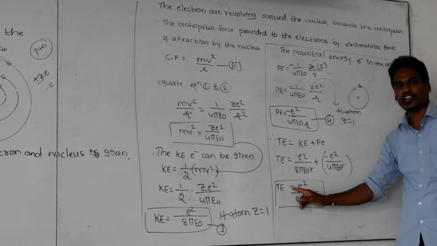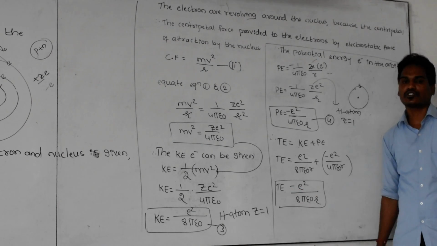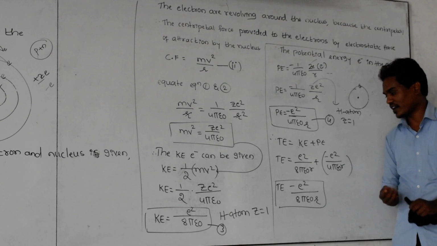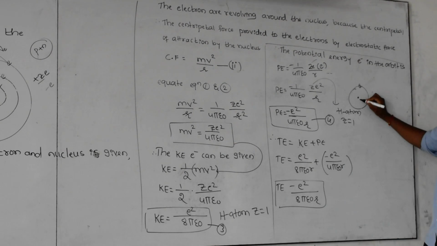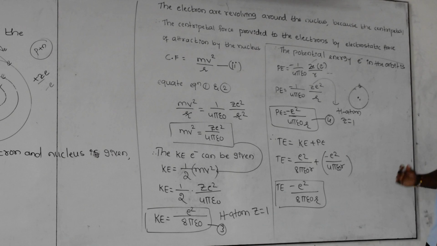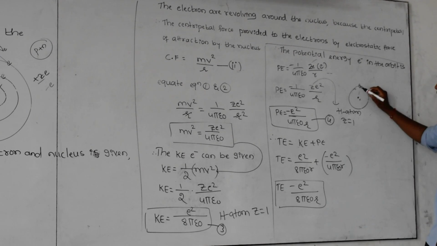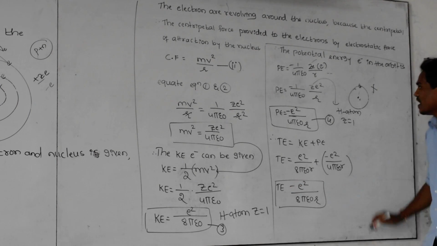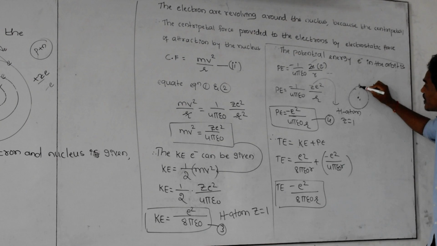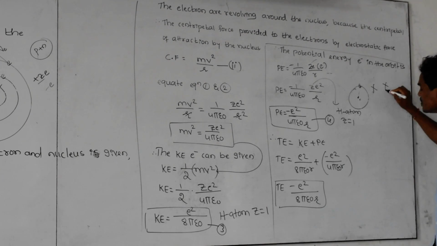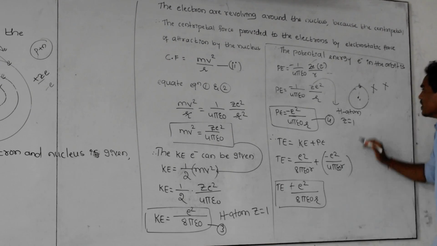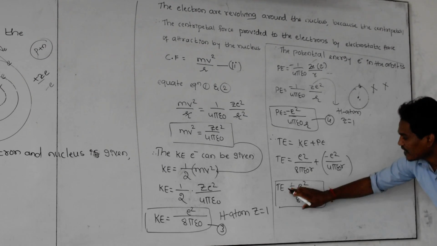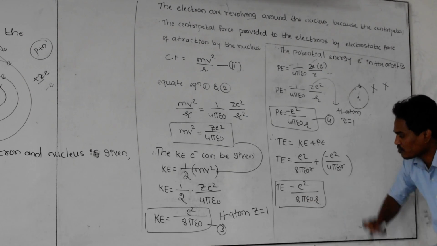And here the negative sign just indicates that there is an electrostatic force of attraction. Here this is a positive particle, this is a negative particle. What is the nature of the force between these two? If the nature of the force between these two is attractive, then we indicate it by a negative sign. And if there is an electrostatic force of repulsion, then we take it as positive. If there is attraction, we take a negative sign.